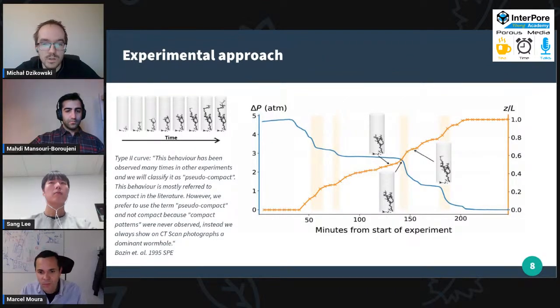And the other element that we wanted to recover in numerical simulation is the pressure drop. One would expect that the tip of the wormhole advances through the sample more or less linearly. In this case, the blue line represents the pressure drop. It happens in stages. There are some areas where the pressure drop in time does not change a lot, but there are some areas where the pressure drop is really high in a short amount of time.